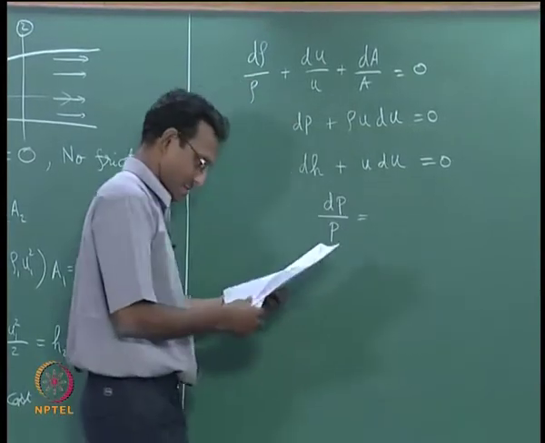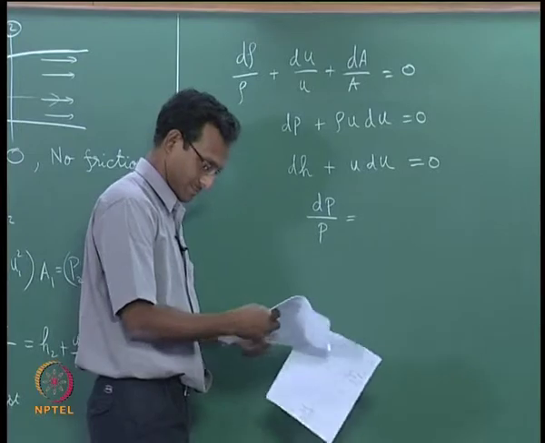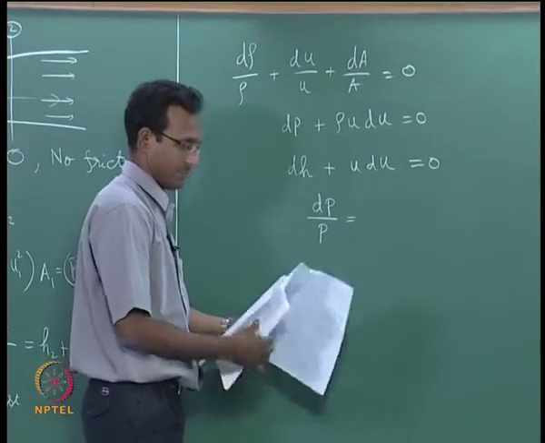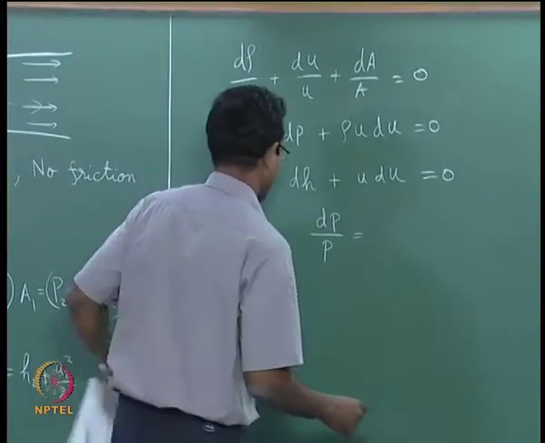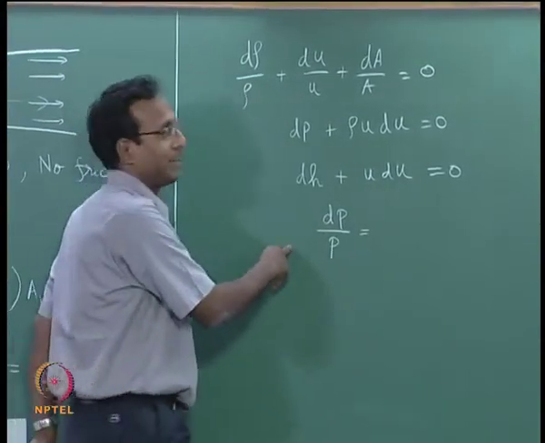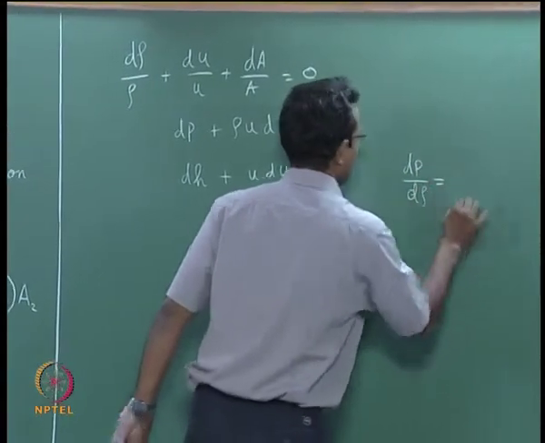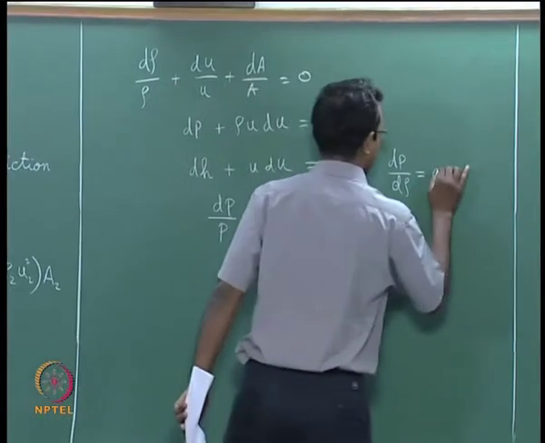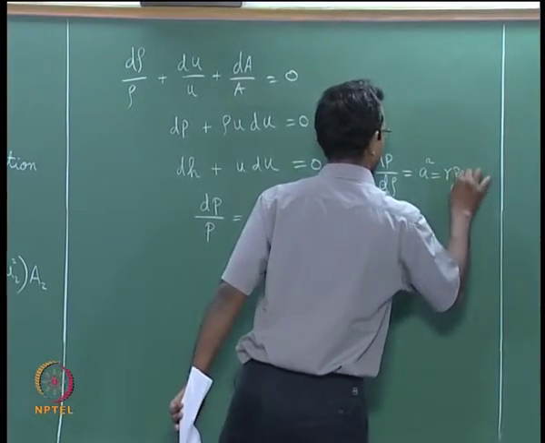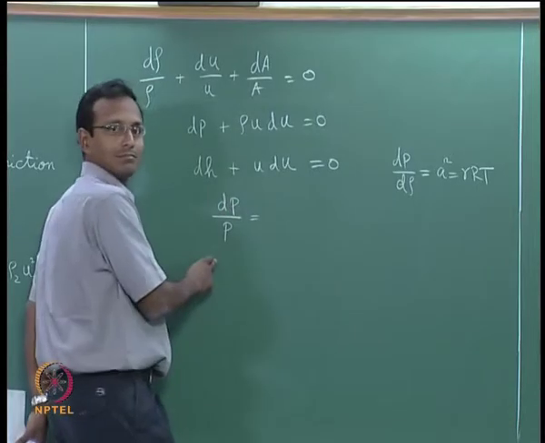What will this be? dP by P. Anybody directly remembers it? If you do not remember this, the easy way to derive it is: dP by d rho is what for isentropic? A square, which is gamma RT. We will keep this form, which is a very nice form. Now I want dP by P. So what do I do?